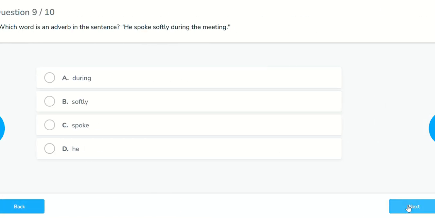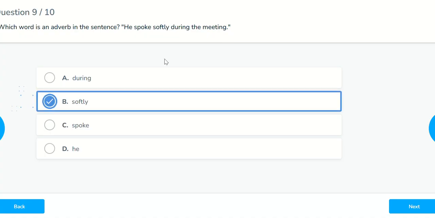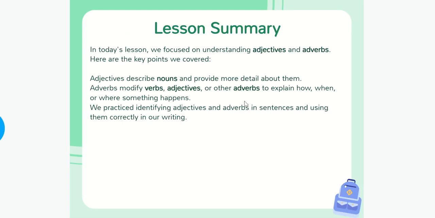You're doing great. Which word is an adverb in the sentence? He spoke softly during the meeting. All right, so our verb is spoke. Meeting is a noun. So he spoke softly. Softly. That's our adverb. He spoke softly. Means quietly.